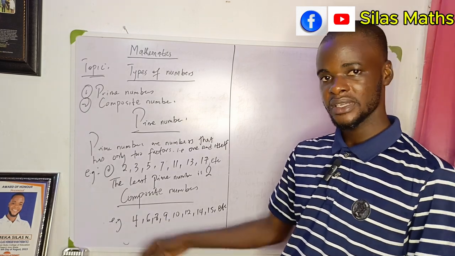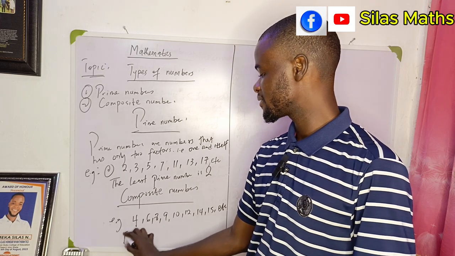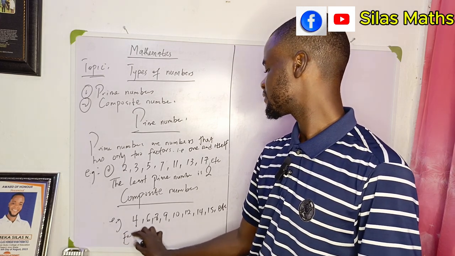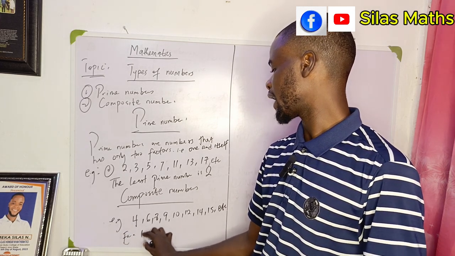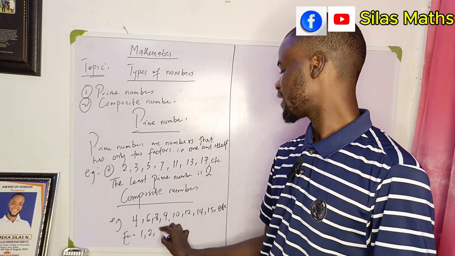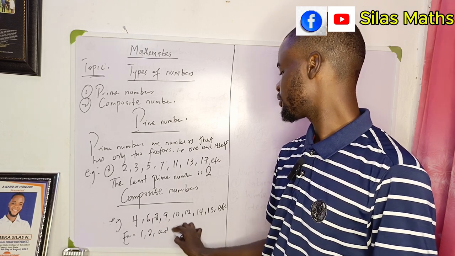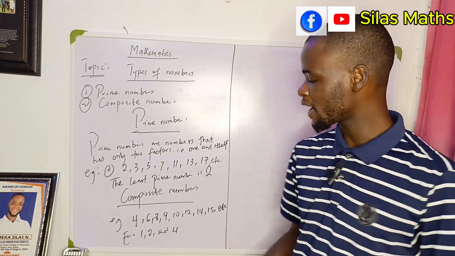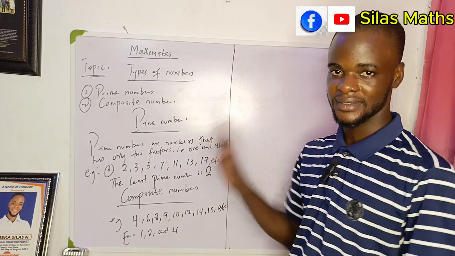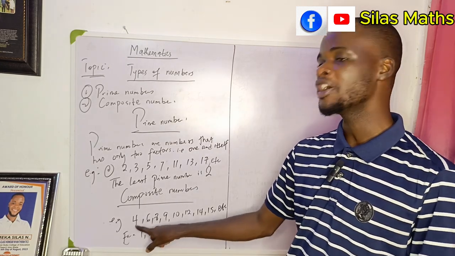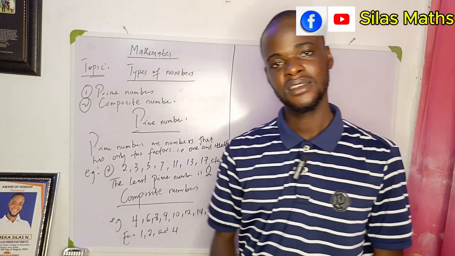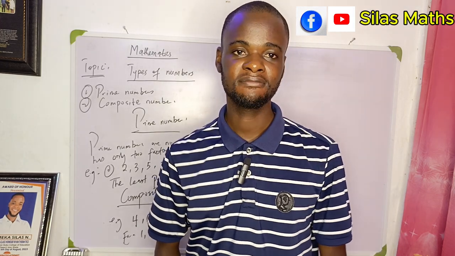For example, 4. The factors of 4 are 1, 2, and 4. So you see, 4 has how many factors? 1, 2, 3. 3 factors. So that is why 4 is the least composite number.